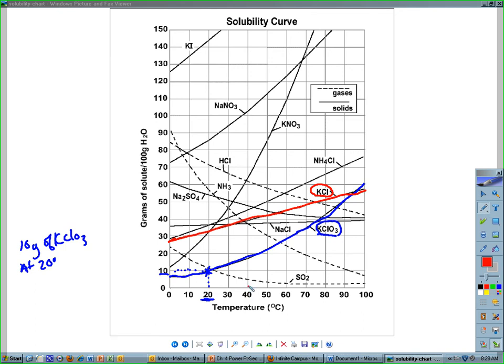What you do is you go up from 40 degrees until you hit the line. Here's the line. And it's nice and convenient on 40. Let's do one more that's not quite as convenient. Let's do sodium nitrate at 50 degrees. Sodium nitrate at 50 degrees. How much will dissolve?